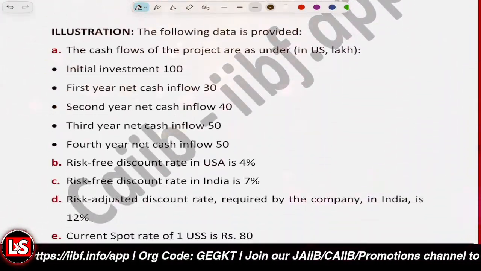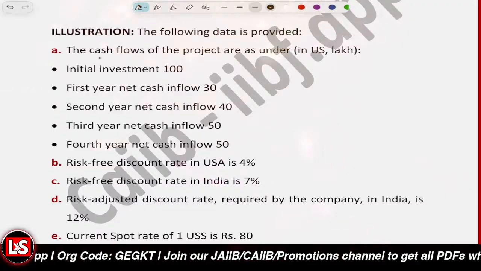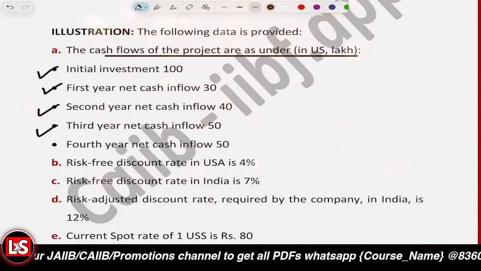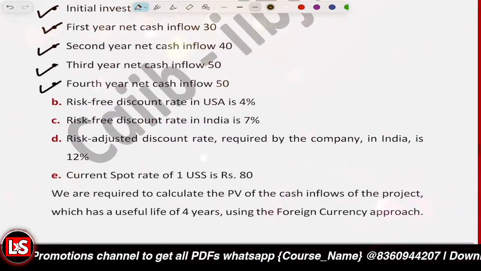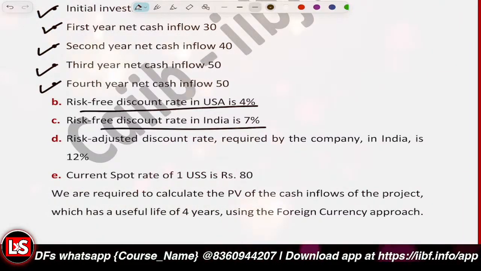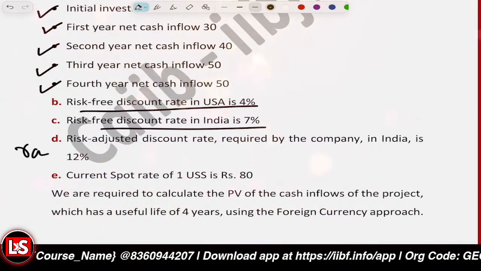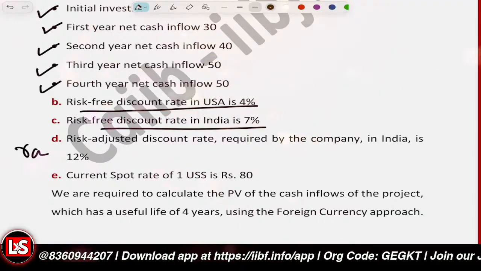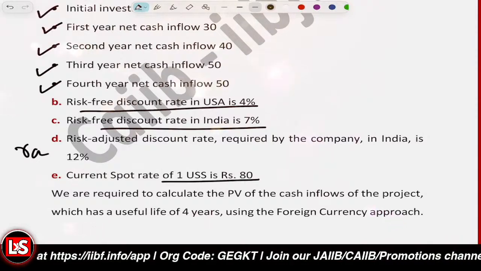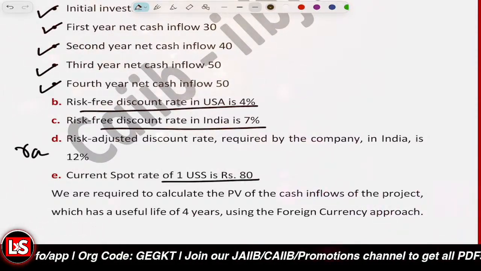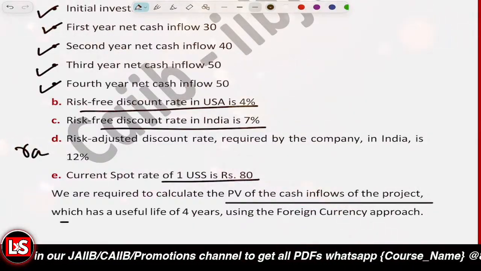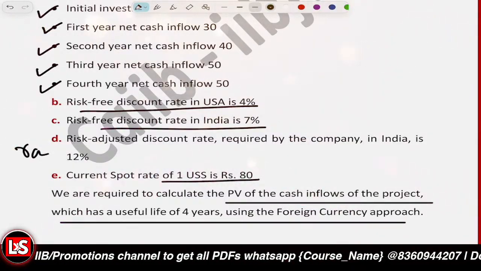So let's go ahead with the foreign currency approach and have a look at the example. It says the cash flows of the project are as under: initial investment, first year, second year, third year and fourth year net cash flow. The risk-free discount rate in USA, the risk-free discount rate in India, the risk-adjusted rate RA in India, and the current spot rate S is given to be rupees 80. We are supposed to calculate the PV of the cash inflows of the project, which has a useful life of 4 years, using the foreign currency approach.